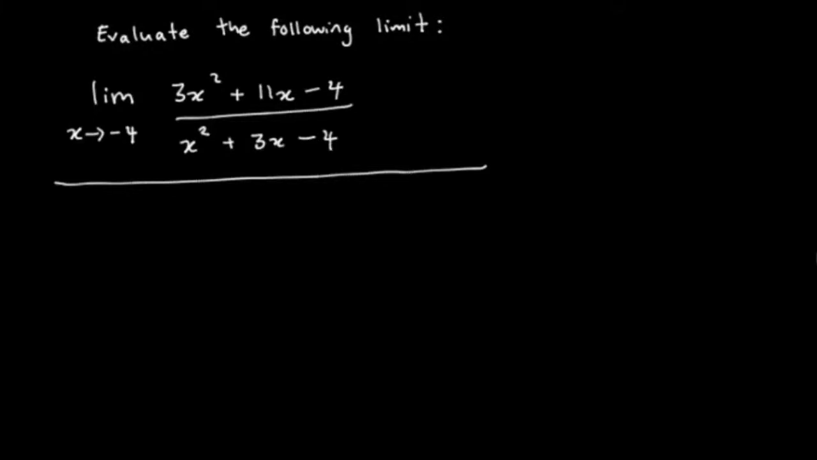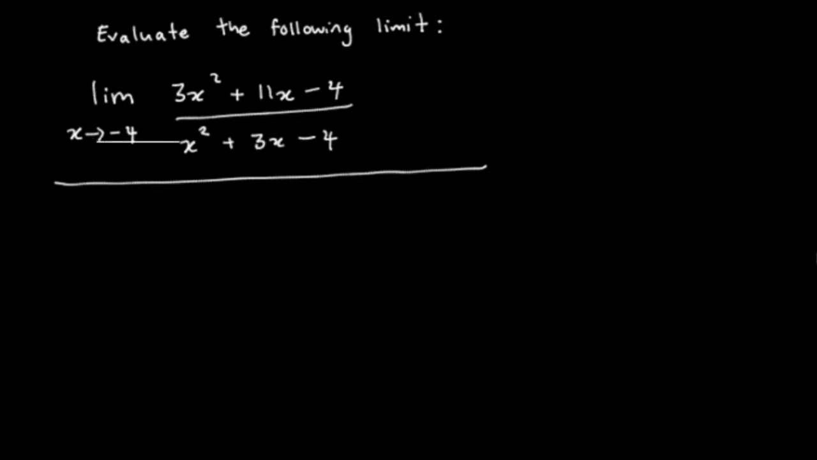Alright, let's evaluate the following limit. Limit as x approaches negative 4, 3x squared plus 11x minus 4 over x squared plus 3x minus 4. Now before we actually look at simplifying this rational expression any further, we can notice here that the numerator and denominator are both quadratic expressions.